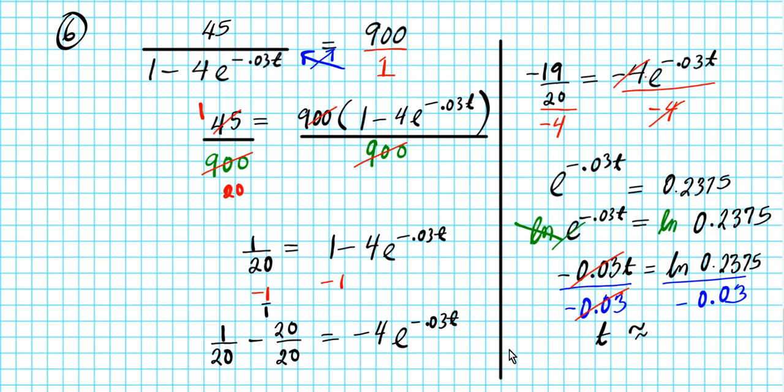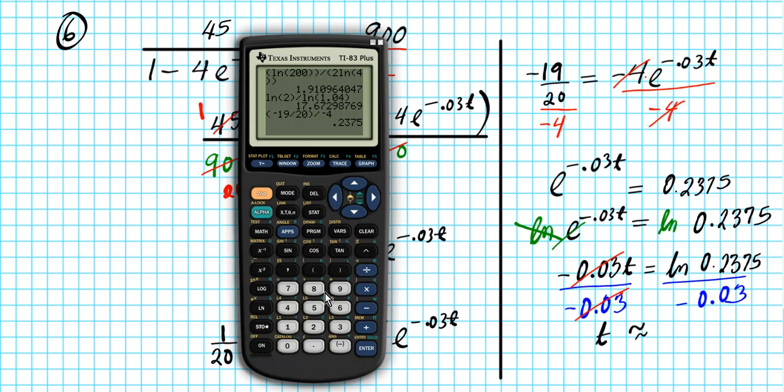Now we're going to use our calculators to compute this quotient. We have the natural logarithm of 0.2375 divided by negative 0.03. So our answer is 47.9196 to 4 decimal places. Let's write that down: 47.9196.